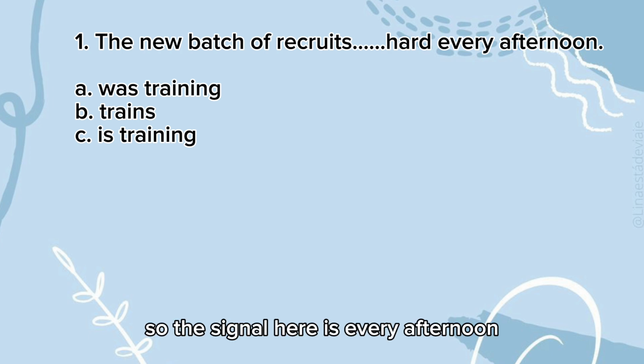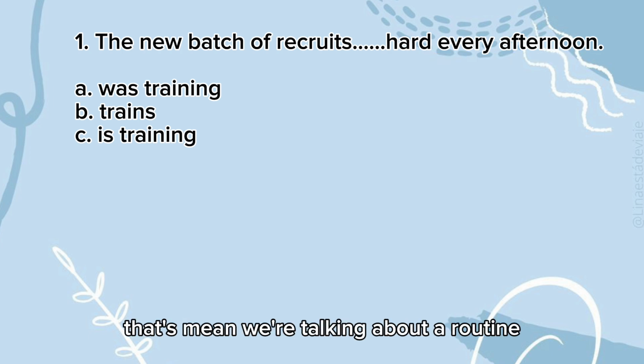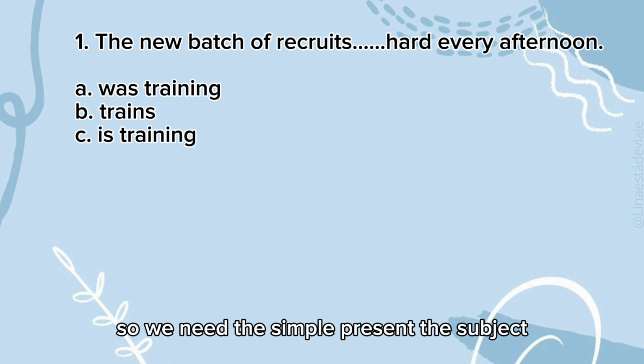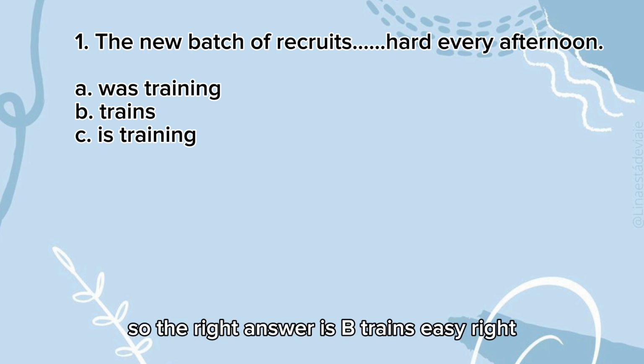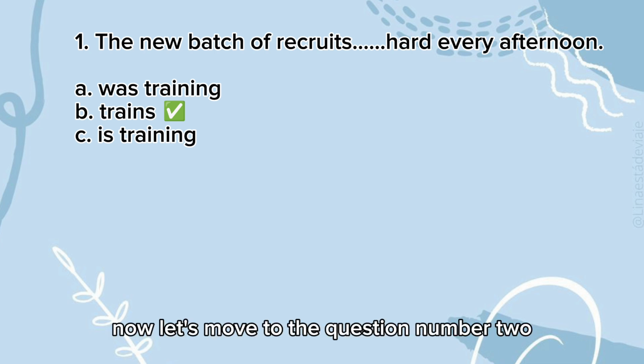So the signal here is every afternoon. That means we're talking about a routine, so we need the simple present. The subject, the new batch, is singular. It's one group. So the right answer is B, trains. Easy, right? Now let's move to question number 2.